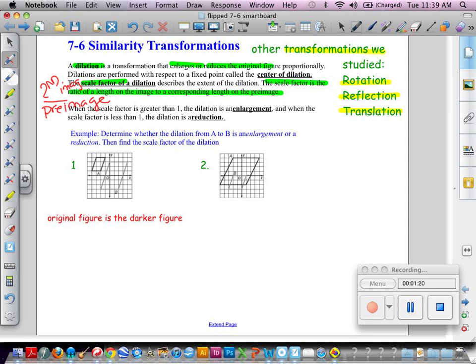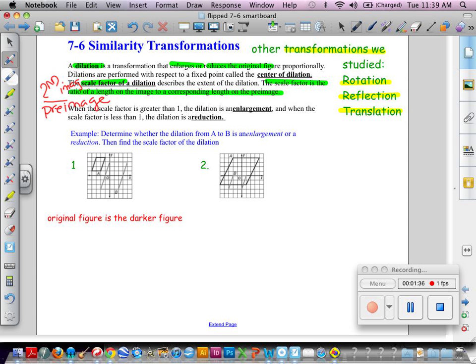When you have a scale factor that's greater than 1, it's going to be an enlargement. That should make sense too. If something's getting bigger, that would be an enlargement. If it's less than 1, if it's half the size, that's going to be a reduction. So let's take a look at our examples.